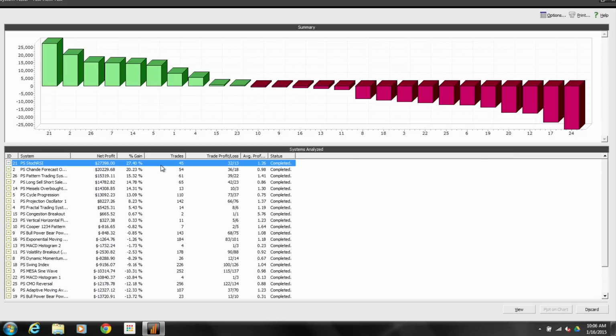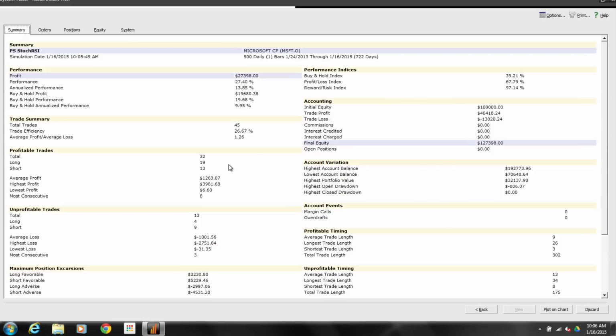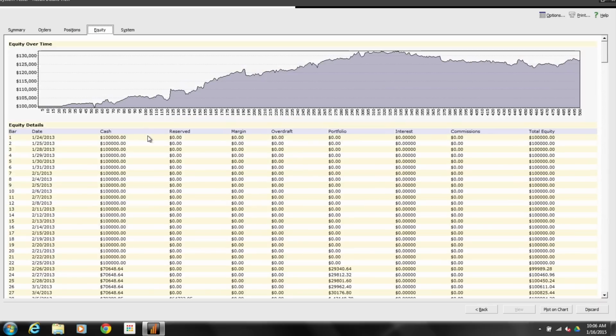But what are the lessons that we've learned? Well, we've learned a few things to quickly identify. So we can check our percent gain, number of trades. So I had 32 winning trades, 13 losers. That's a pretty good ratio. Average profit. So let's go ahead and drill in here a little bit. So again, we have our accounting screens that we can go through, identify how our accounting is going. Let's go into our equity line.